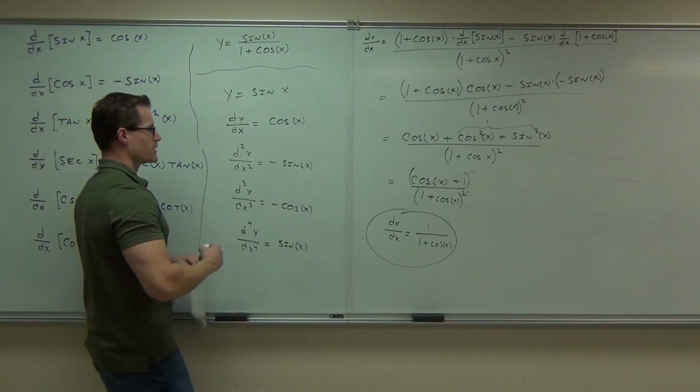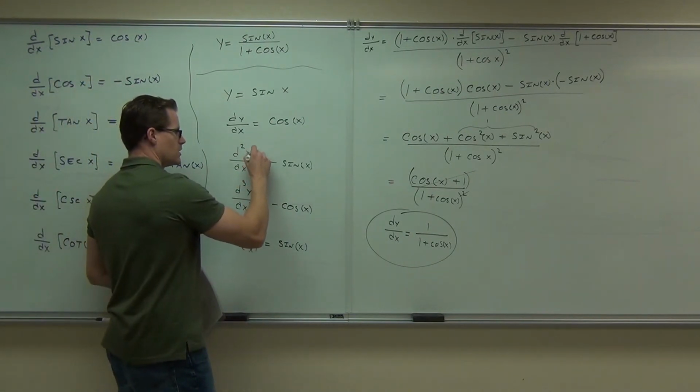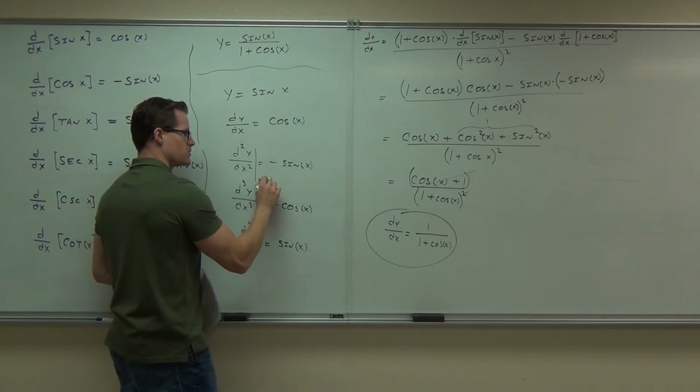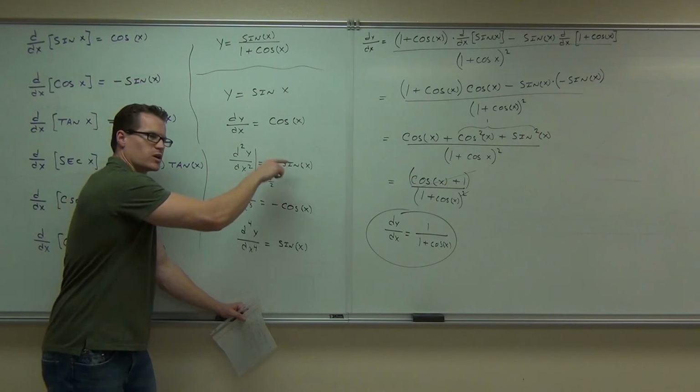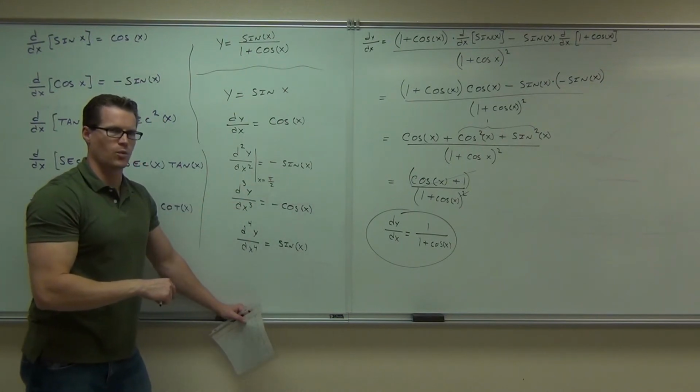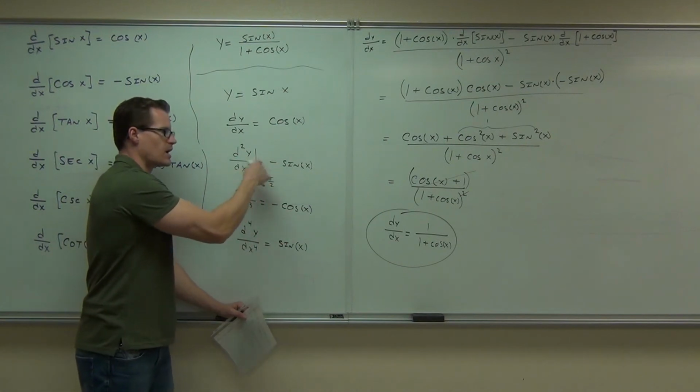By the way, could you have done this if I asked you to evaluate this at x equals pi over 2? What's that mean to do? Just plug that in. You're going to get negative 1 in this case. You with me on that? So we can evaluate also, just don't forget what that means.